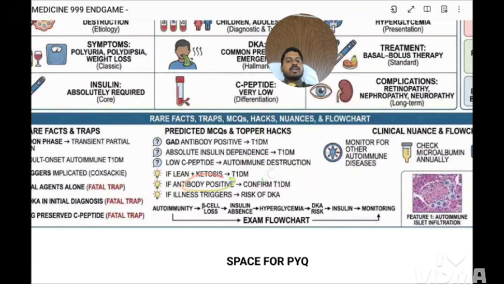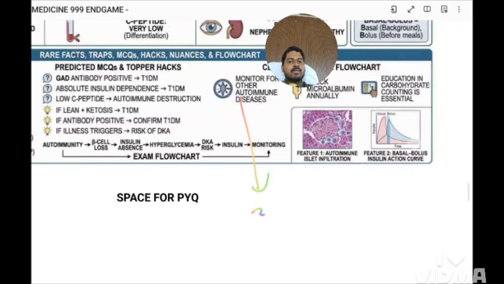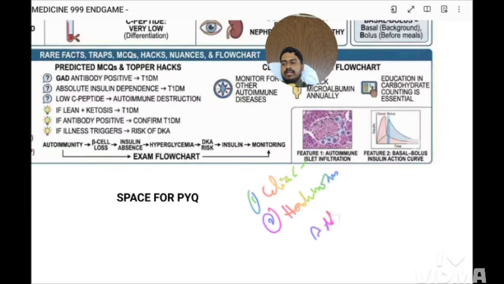Next, if antibody is positive, it confirms type 1 diabetes, and if illness triggers, there is risk of DKA. Most commonly the patient will have some infection, stress, trauma, or maybe fasting. After that, the patient will land up in DKA. So monitor for other autoimmune diseases, because type 1 diabetes mellitus is associated with other diseases where there is an autoimmune link. For example, it occurs with celiac disease, Hashimoto's, Addison's, Graves', pernicious anemia. So all these have a link with type 1 diabetes mellitus.